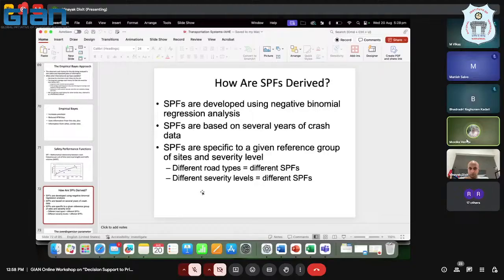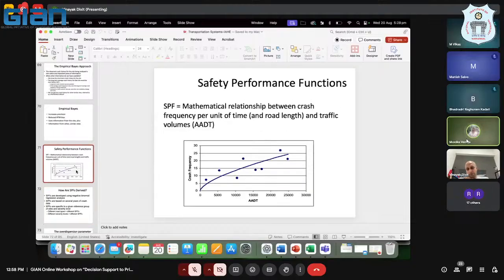So sorry to interrupt you, but sir, is there any practical example where this safety performance for the road is applied in India? Yes, there are plenty of them. I think there are a couple of papers that have come out of TRIP where they've used the crash data to do that.